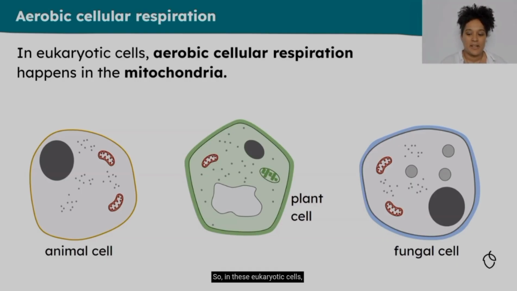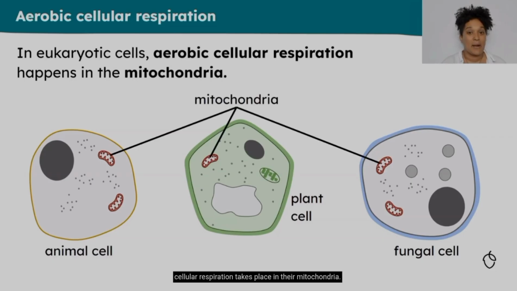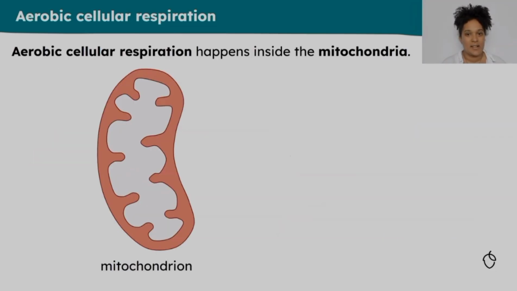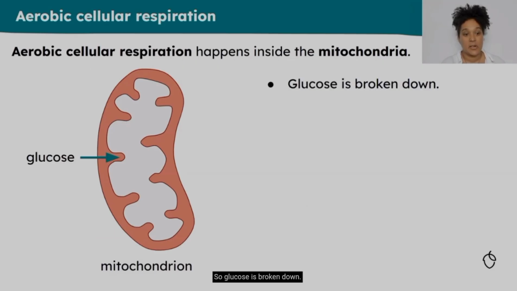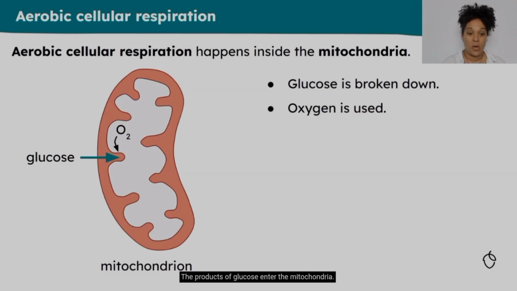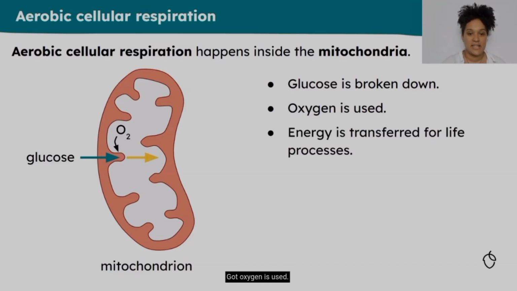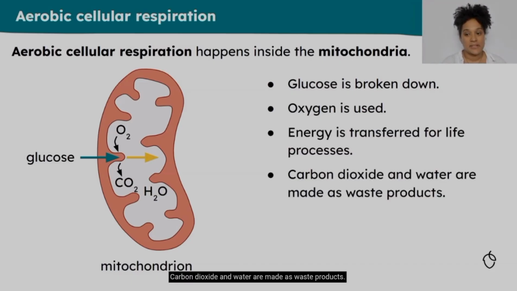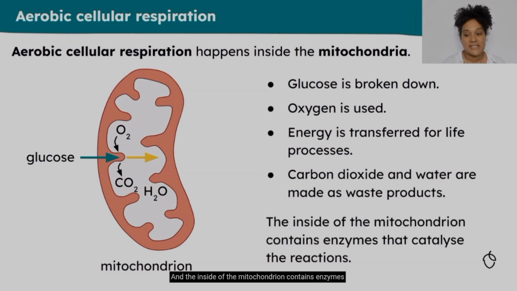So, in these eukaryotic cells, cellular respiration takes place in their mitochondria. Let's look at cellular respiration in the context of the mitochondria. So glucose is broken down, the products of glucose enter the mitochondria. Oxygen is used, and energy is transferred for life processes. Carbon dioxide and water are made as waste products. And the inside of the mitochondria contains enzymes that catalyze the chemical reactions that are taking place here.